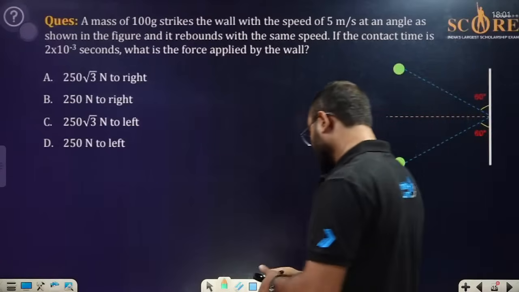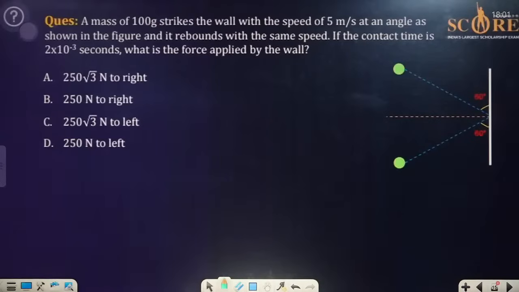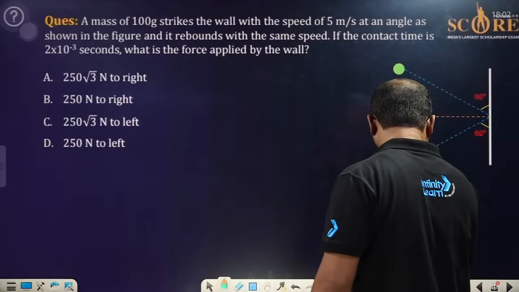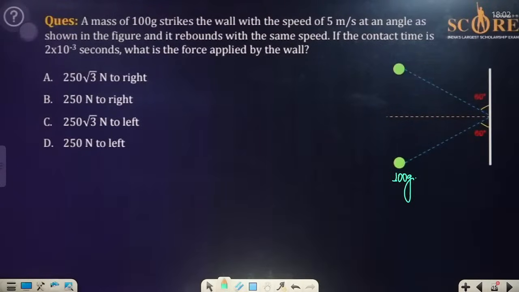Yes, so let me help you solve this. What we have to find out over here is a mass of 100 grams. A mass of 100 grams strikes the wall with a speed of 5 meters per second. So this particular body is moving in this direction with a speed of 5 meters per second. It strikes at an angle as shown in the figure, making 60 degrees from the vertical, everyone.